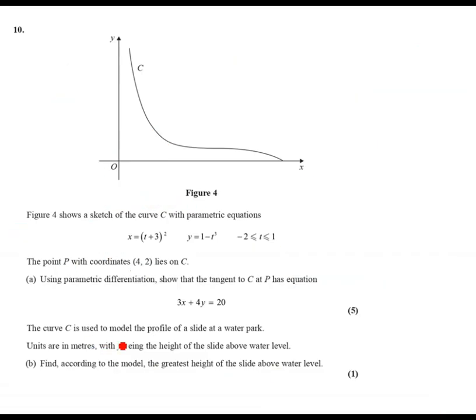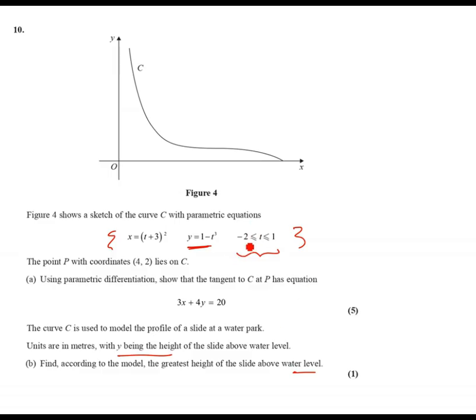Okay, now the curve C is used to model the profile of a slide at a water park. Units are in meters, with y being the height of the slide above water level. Find, according to the model, the greatest height of the slide above the water level. So we have to use this function to work out the maximum height. Now y will be the one that gives us the height.